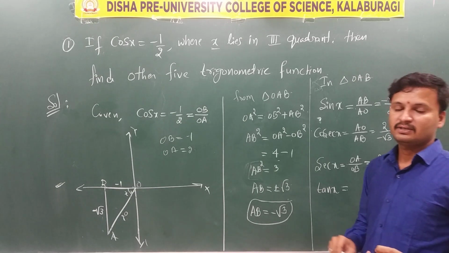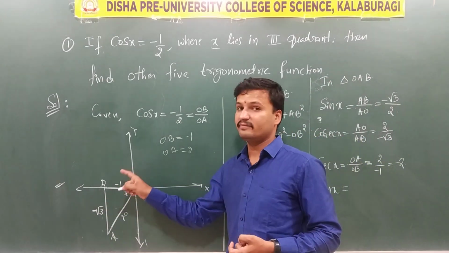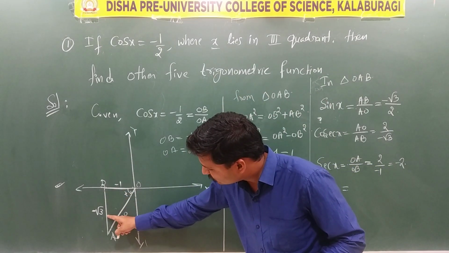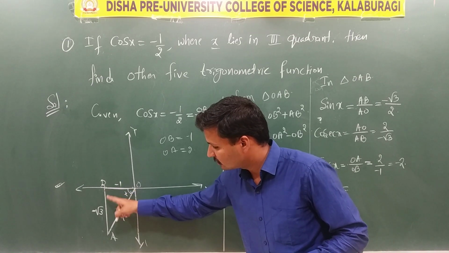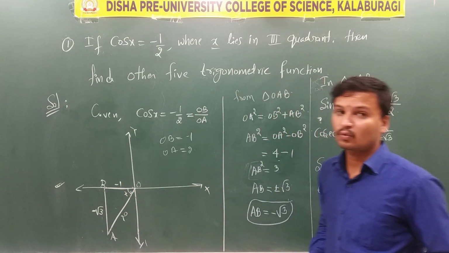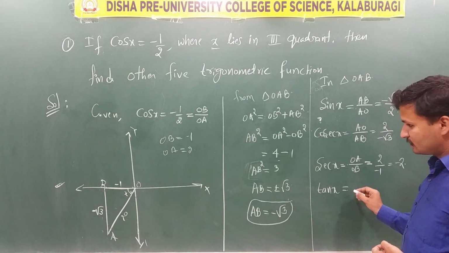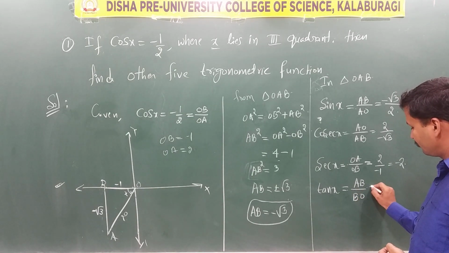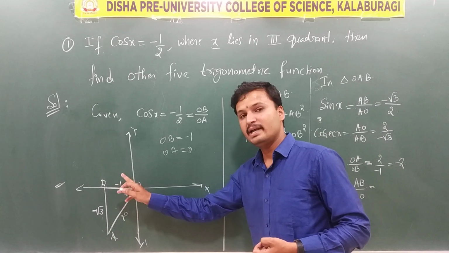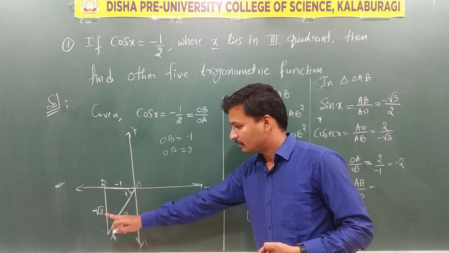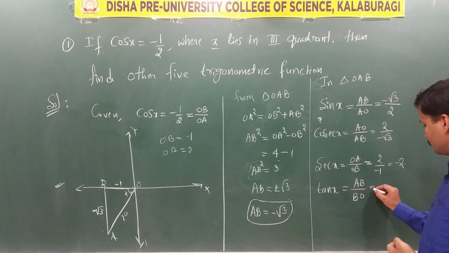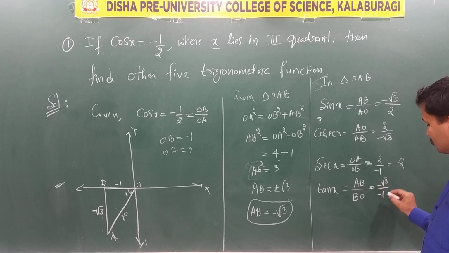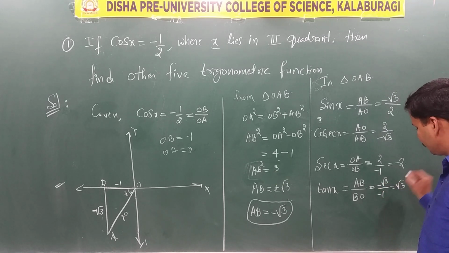So similarly, the next is the tan function. How to define the tan function? I will define it using the sides of this triangle. It is opposite divided by adjacent. So here the opposite length is minus root 3, and the adjacent is minus 1. That is AB divided by OB. Tan x is equal to minus root 3 divided by minus 1, so minus root 3 by minus 1 is plus root 3.